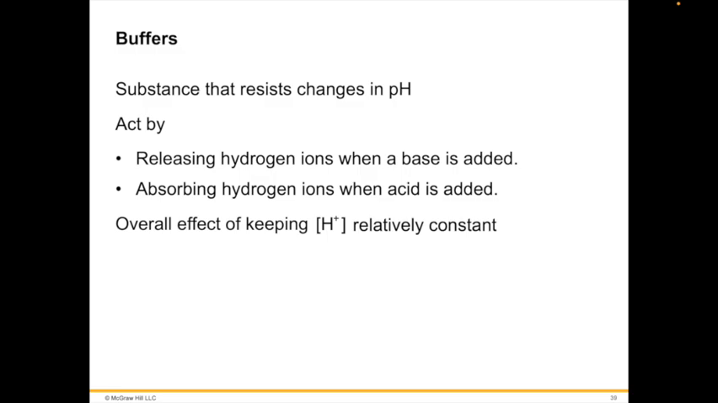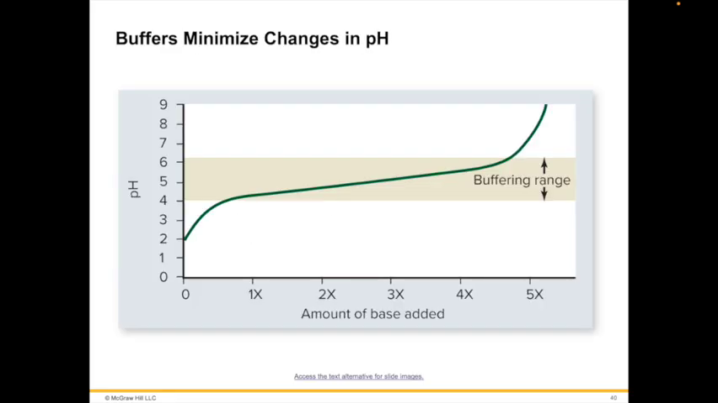So a buffer is a substance that resists changes in pH. Buffers act by releasing hydrogen ions when a base is added and absorbing hydrogen ions when an acid is added, with the overall effect of keeping hydrogen ions relatively constant. And this is figure 2.17. Within organisms, most buffers consist of pairs of substances, one an acid and the other a base. The key buffer in human blood is an acid-base pair consisting of carbonic acid and bicarbonate. So carbonic acid is the acid, and bicarbonate is the base.